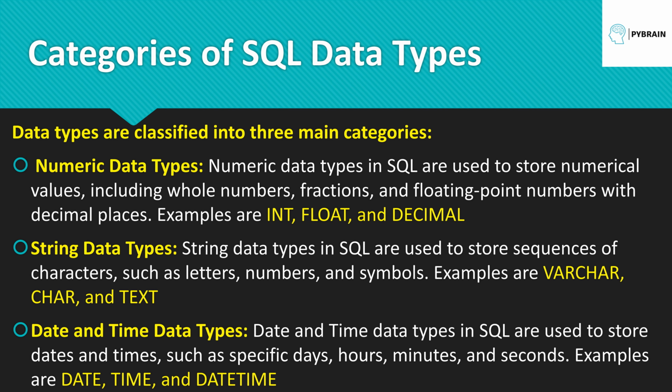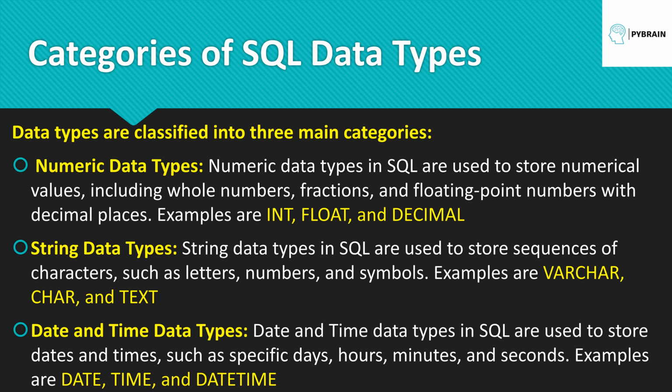Next, we have string data types. These are used to store sequences of characters like text, numbers, and symbols. You'll frequently use VARCHAR for variable length strings, CHAR for fixed length strings, and text for longer text data. Last, we have date and time data types. These store dates and times, like specific days or timestamps. Key examples are date for just the date, time for the time of day, and datetime for both.